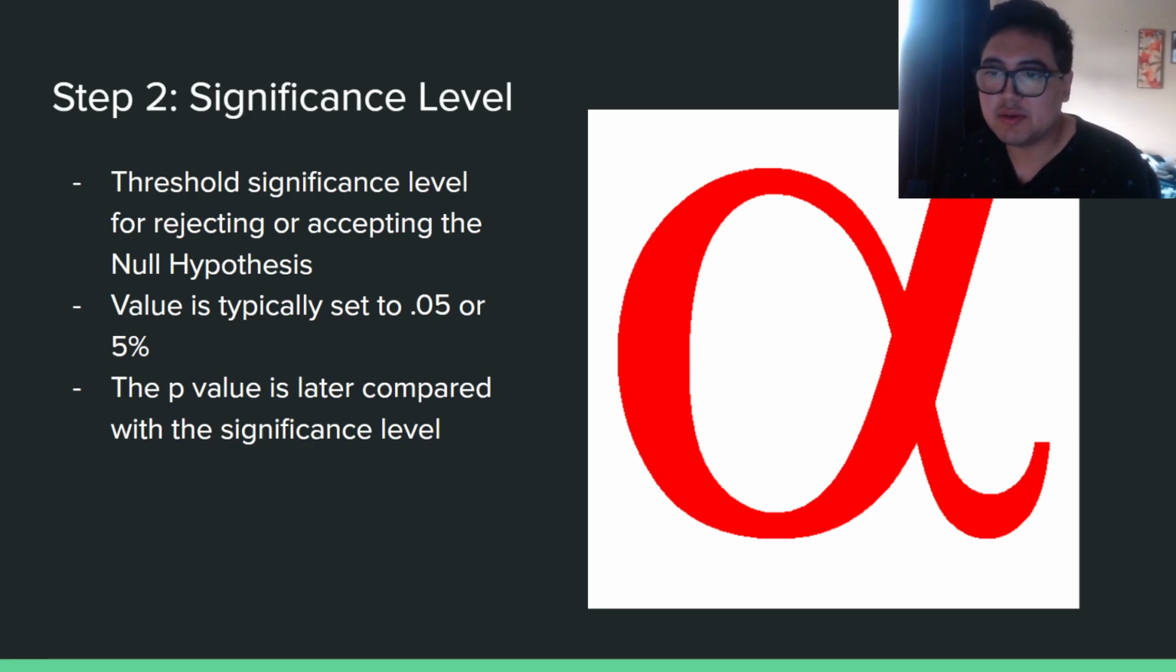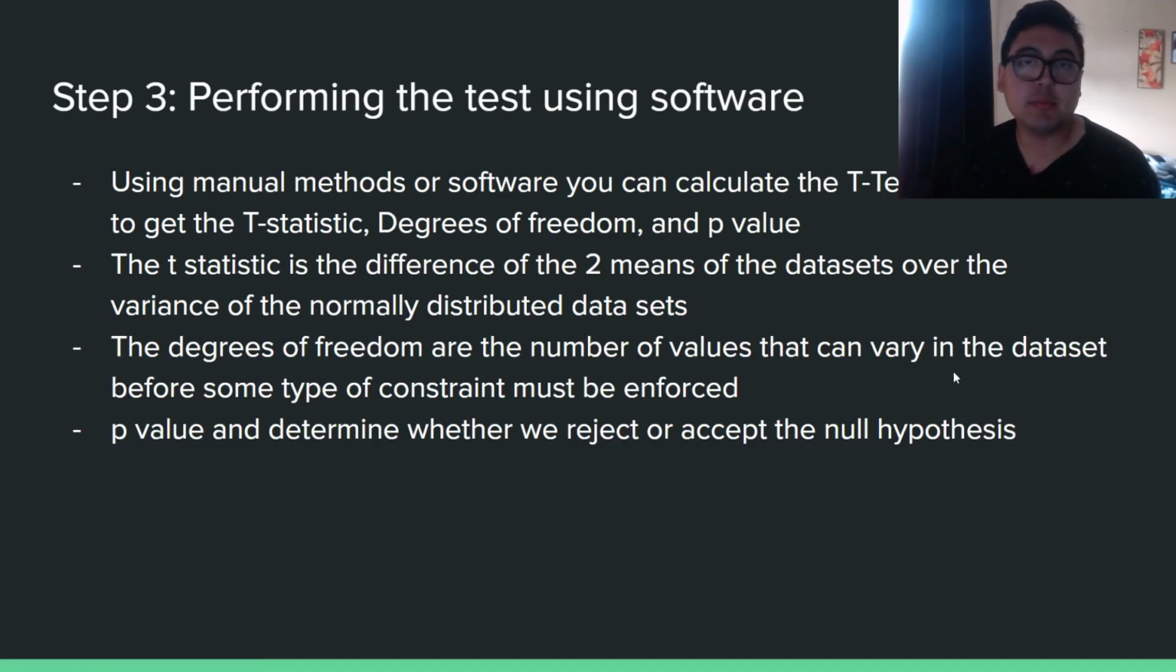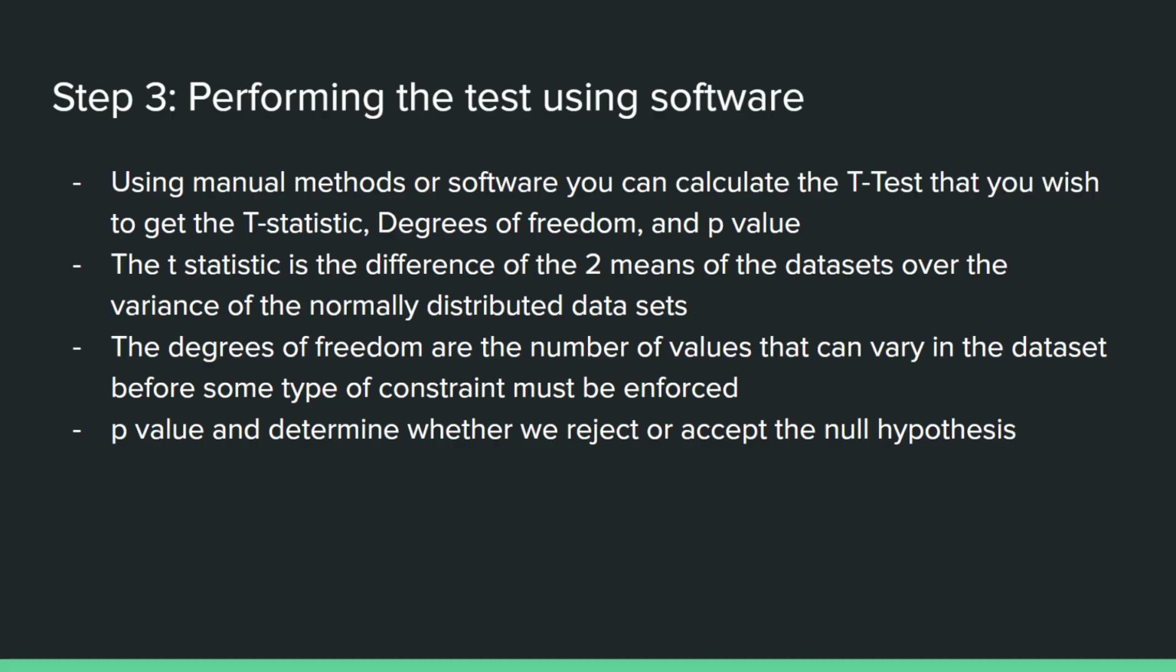So now that we are done with our significance level, we are going on to performing the t-test using software. This is probably where I'm going to turn the camera off so that we can get more space here. Give me a second. There we go. Okay, so performing the test using software.